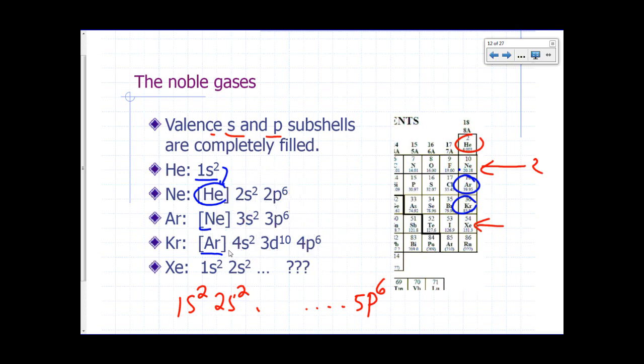The highest N, the valence N for neon is 2. Argon is in the third row. The highest N for argon is 3. The valence shell is the third shell. Krypton is in the fourth row. The valence shell for krypton is 4. And so for xenon, the valence shell would be 5.